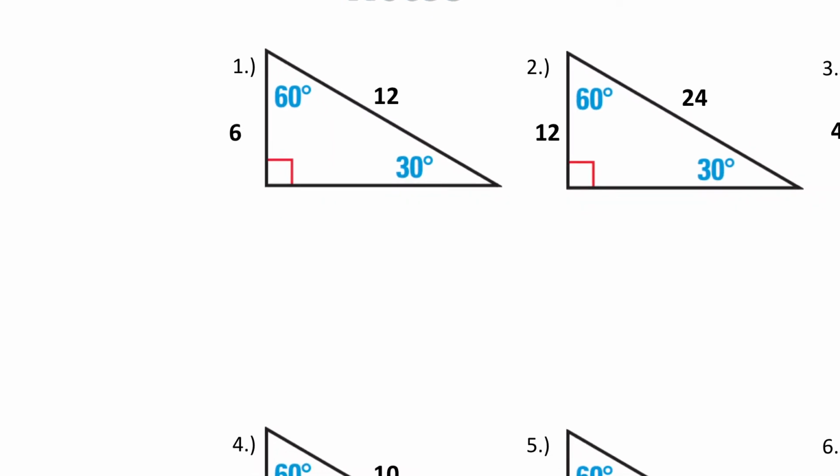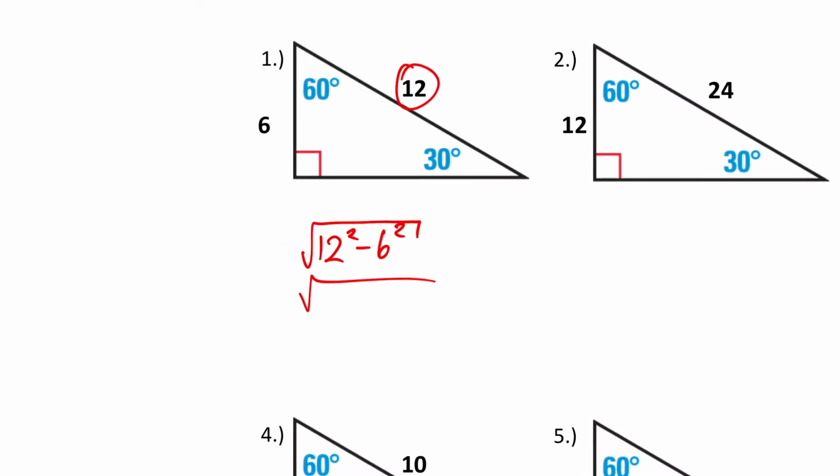So on number 1 on that page, which one is the C? The 12. Again, going back to earlier this week and before Thanksgiving, when we know C, do we add or subtract? Subtract. So it's going to be 12 squared minus 6 squared, square rooted. Okay, what is 12 squared? 144. What's 6 squared? 36.